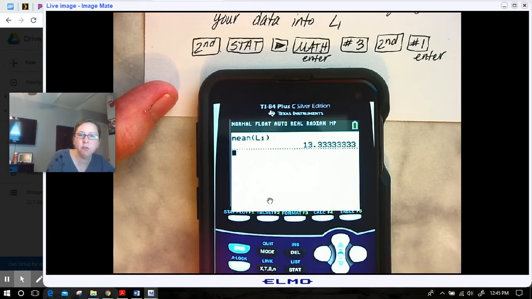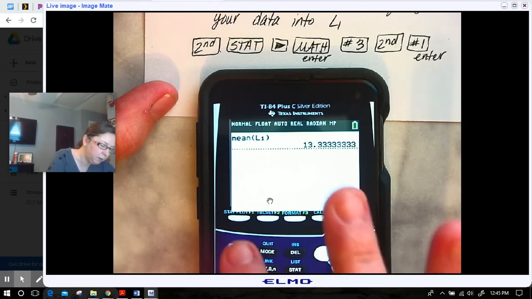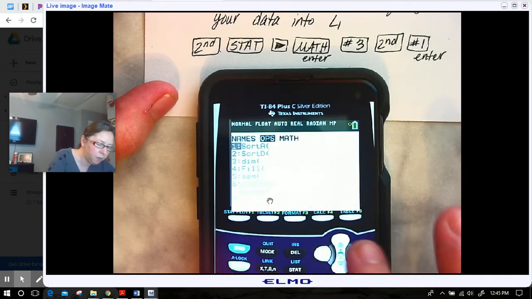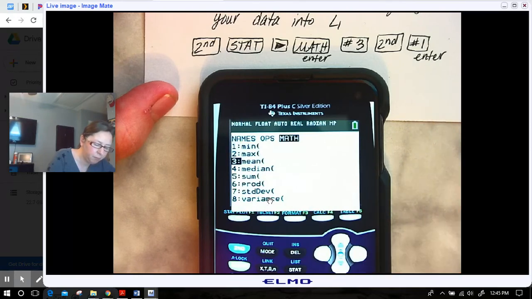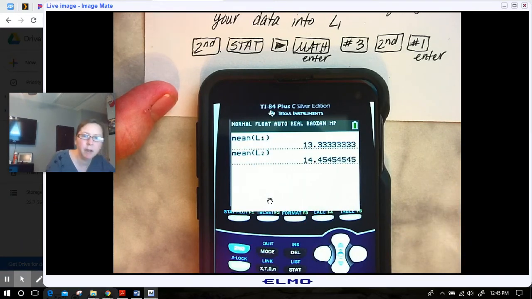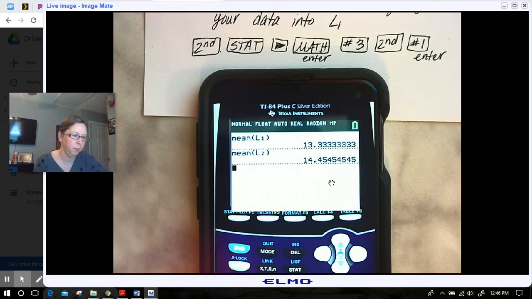Okay, so the first mean was 13.3. Let's find the second one. So second stat, over to math, go down to mean, and this time I'm going to do second 2 for L2. Okay, and so I can see that when I took out the outlier, the mean increased by a little bit more than 1. All right, fantastic job.